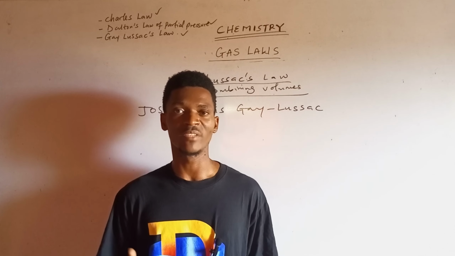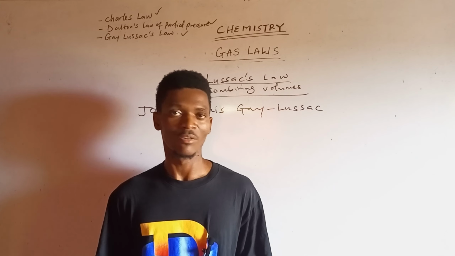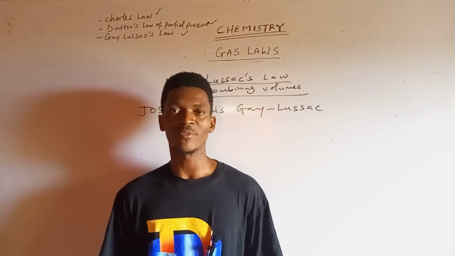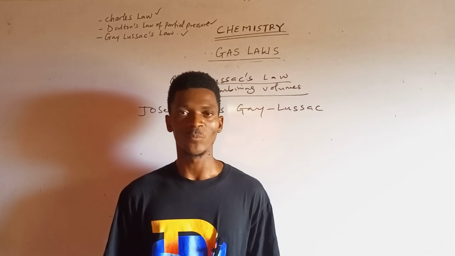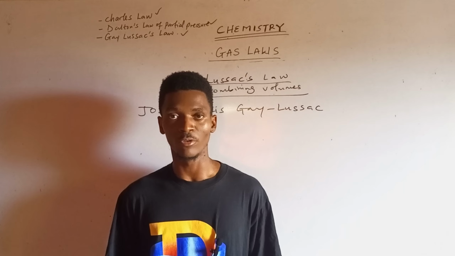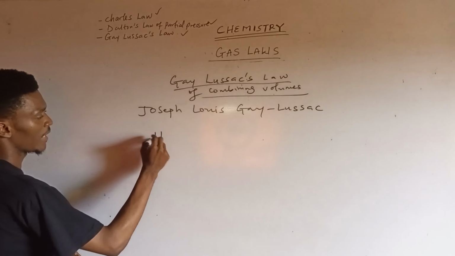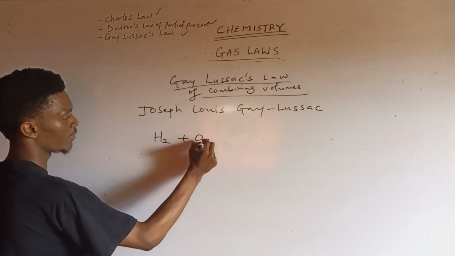Why? Because of the rate of diffusion of gases. So most times, scientists work with the volumes of gases. So when you carry out a reaction of gases, you must always represent it with the simple whole number ratios of the volumes present.